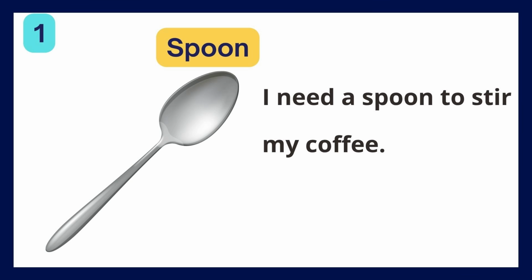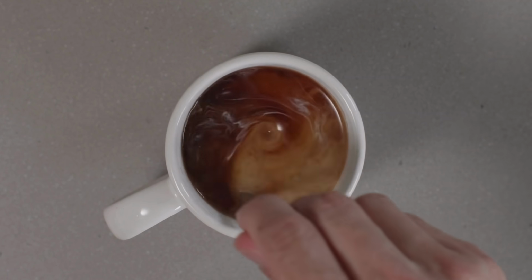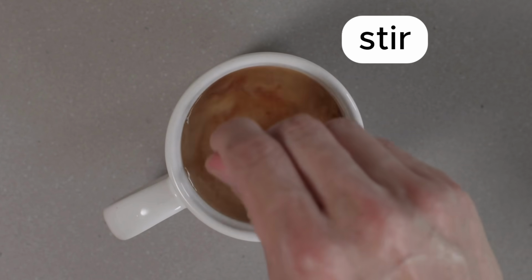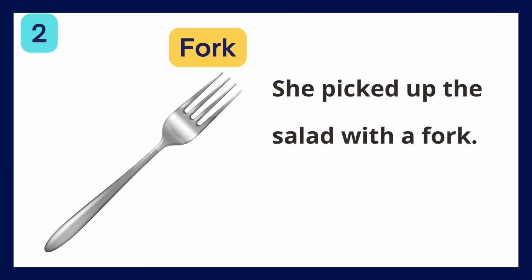Spoon. I need a spoon to stir my coffee. To stir means to mix something by moving it around with a spoon or a similar tool. Fork. She picked up the salad with a fork.